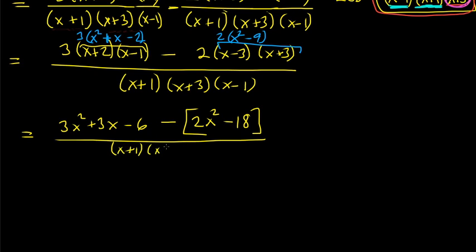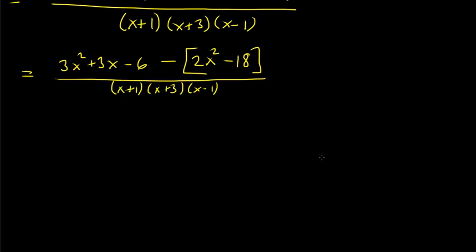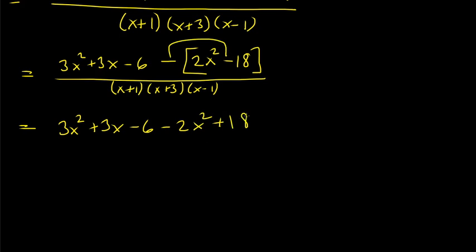And I'm just going to copy down the denominator. We'll take care of that later. Right, so the numerator is still 3x squared plus 3x minus 6 minus 2x squared, but minus a negative 18. Right, so that's plus 18. Don't forget to distribute the negative.